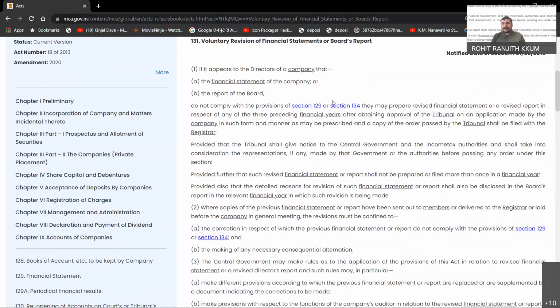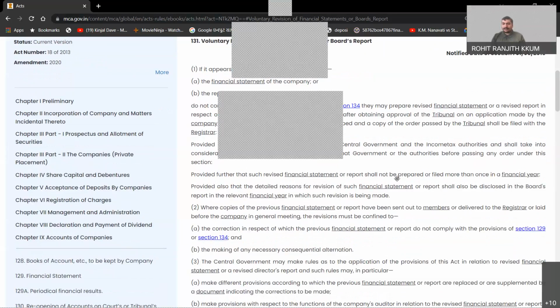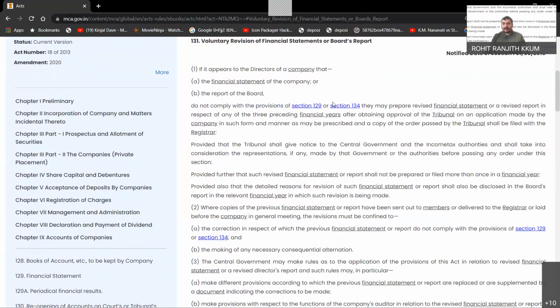And this is the same thing, guys. Provided the tribunal shall give notice to the central government, income tax authorities and other concerned authorities before passing the order. So this is just the opportunity of being heard, asking for their opinions. The tribunal will tell those people that I'm going to revise these books of accounts. What are your opinions? What is your feedback? If any is there, please let me know so that I will consider this before passing the final order.